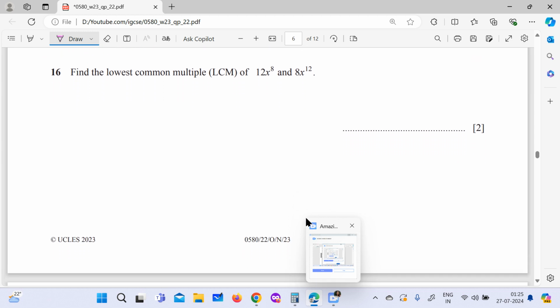Find the lowest common multiple of 12x to the power of 8 and 8x to the power of 12. Let me do it in this way. You can do it easily like this: 12x to the power of 8 and 8x to the power of 12. Here we can write this as 4 times 3 times x to the power of 8, and this can be written as 4 times 2 times x to the power of 12.